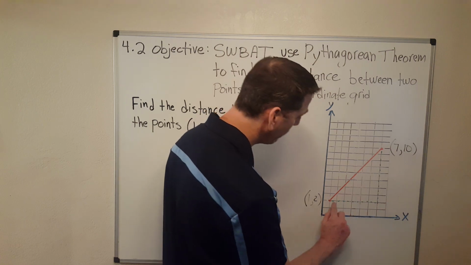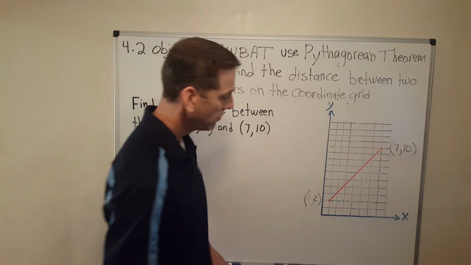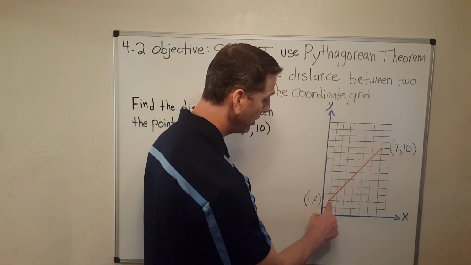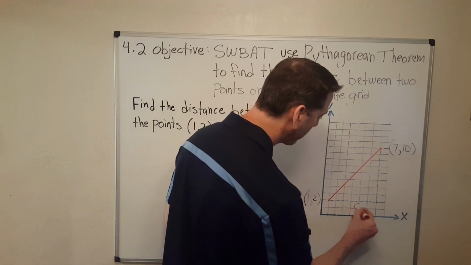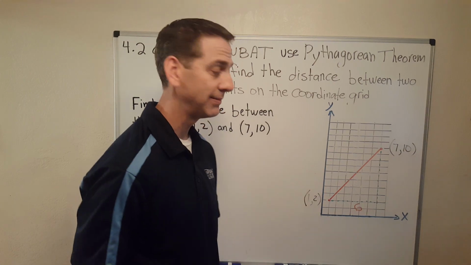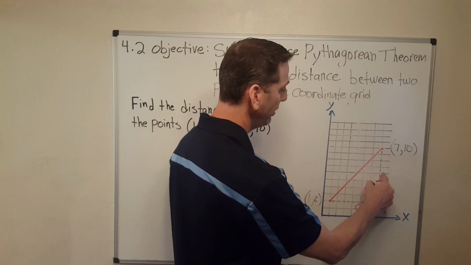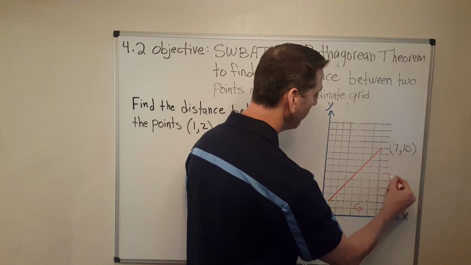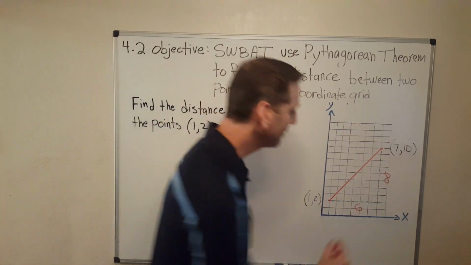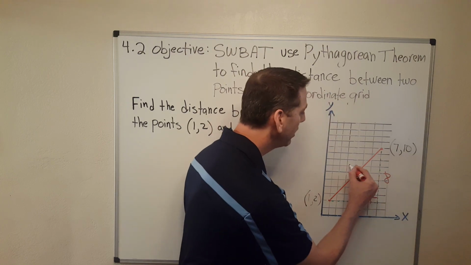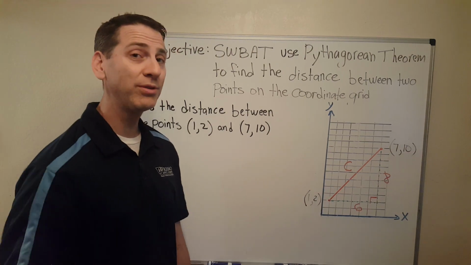I want you to notice that this is a right triangle, and what is the base length of this triangle? Well, we could simply count, right? 1, 2, 3, 4, 5, 6. So we have a length, or a base, of 6. Our height of the triangle is 1, 2, 3, 4, 5, 6, 7, 8. So we have a base of 6 and a height of 8. And since this is a right triangle, we can find the hypotenuse using the Pythagorean Theorem.